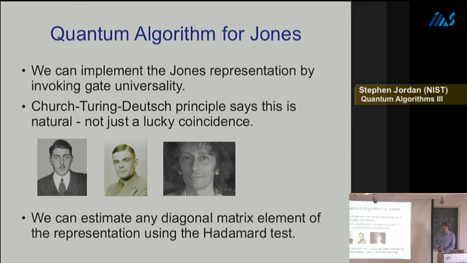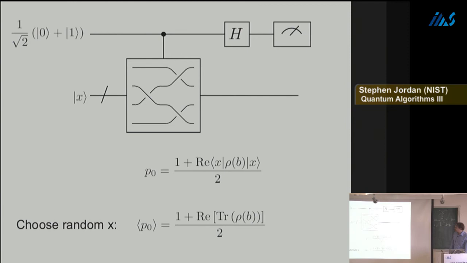So now, what do we actually do with this circuit that we made? Well, we can just use, again, another thing that I like to repeat a lot, the Hadamard test. We know how to estimate any diagonal matrix element of a quantum circuit using the Hadamard test, and even non-diagonals if you can construct the corresponding states. So just to recall how that works, we create our superposition state. We do a conditional evaluation of this quantum circuit, which is implementing the unitary that represents this braid. We have some state here, which could just be a bit string, and we do this Hadamard measurement, and we get some probability of outcome zero, which is proportional to the real part of this matrix element. So by sampling this a number of times, we can estimate what this matrix element is.